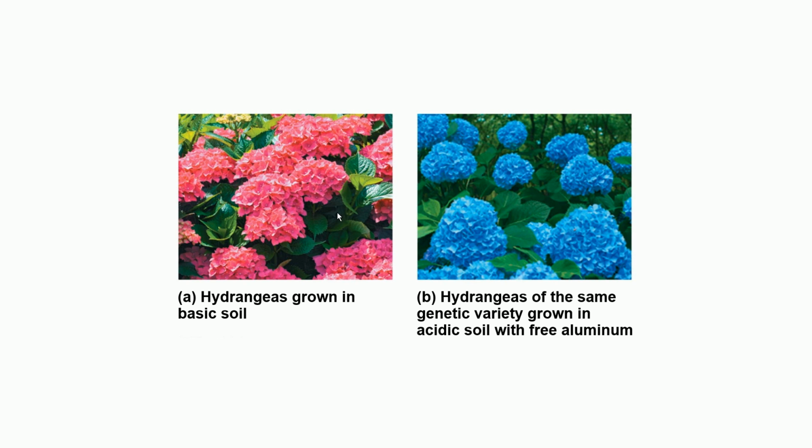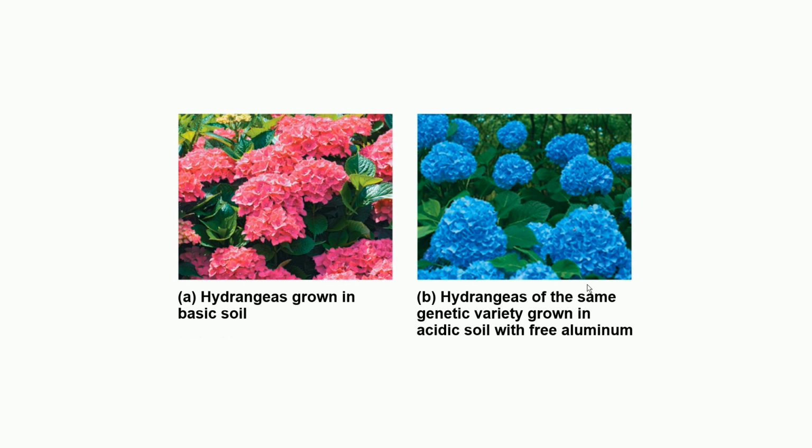This is showing you an example of a flower called hydrangea. When they grow in basic soil, which means the pH is alkaline, they show red color, and the same plant grown under acidic conditions has blue flowers. So this is called multifactorial. Here the plant is the same, the flowers are the same, the genes are the same, but what is the difference? The difference is the environment.